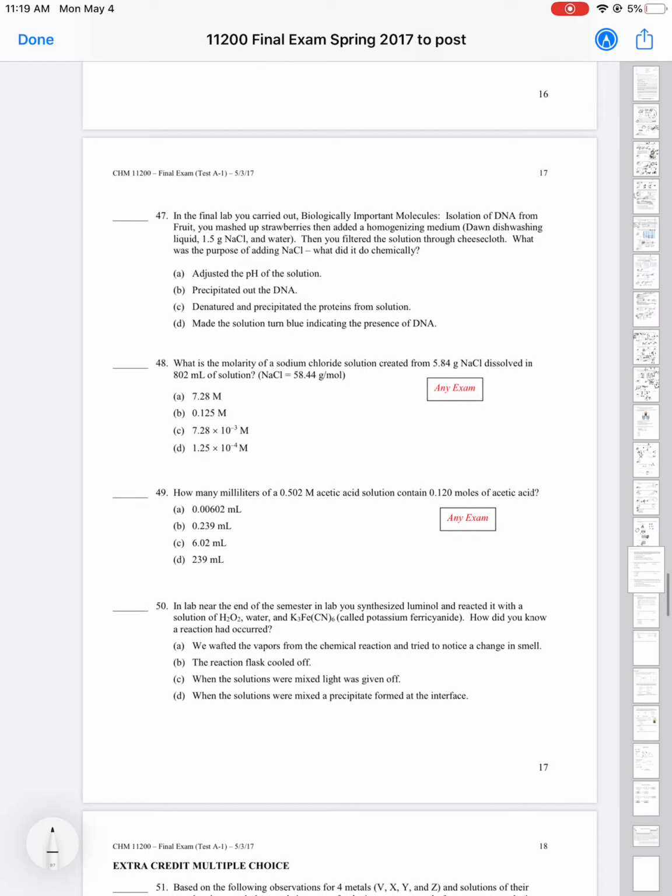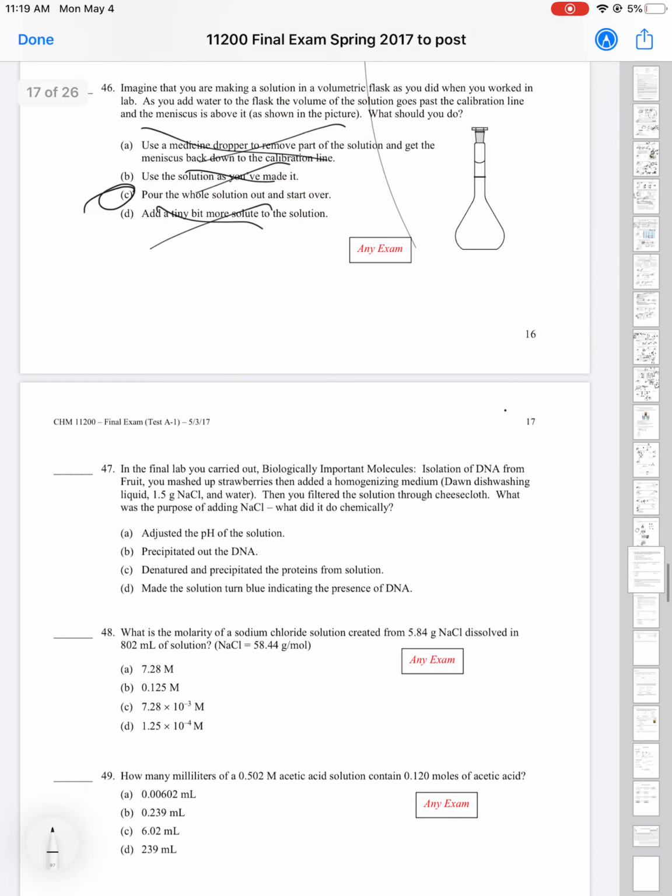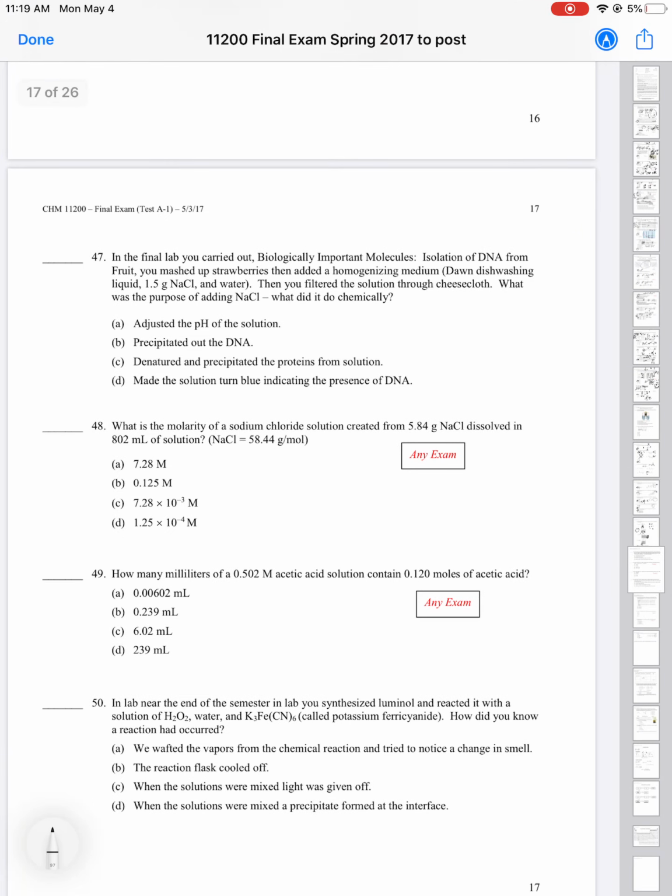In the final lab, you carried out biologically. I don't think you did this, but why were you adding NaCl to the water? So I think you are doing that 47, is that C? Okay. So the answer is C, because I have the answer.